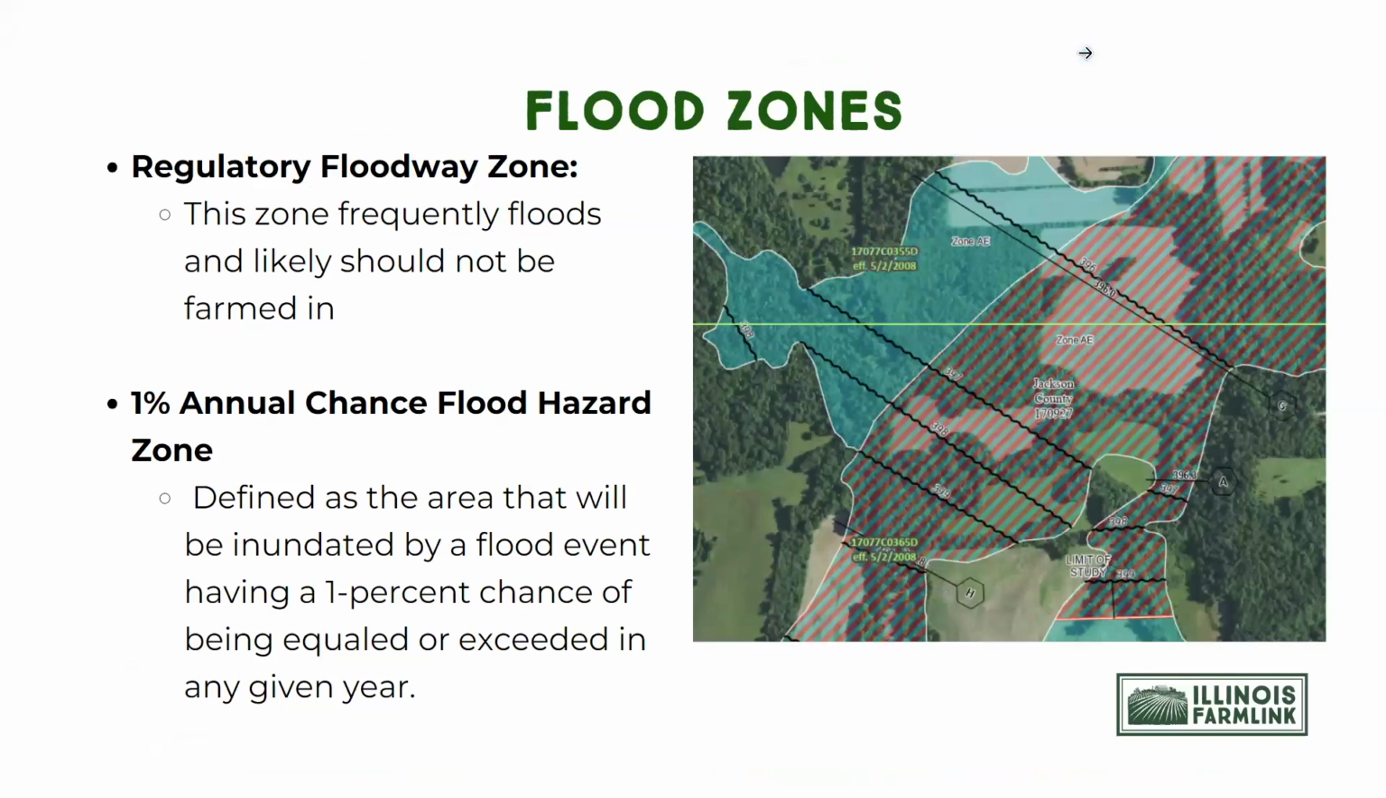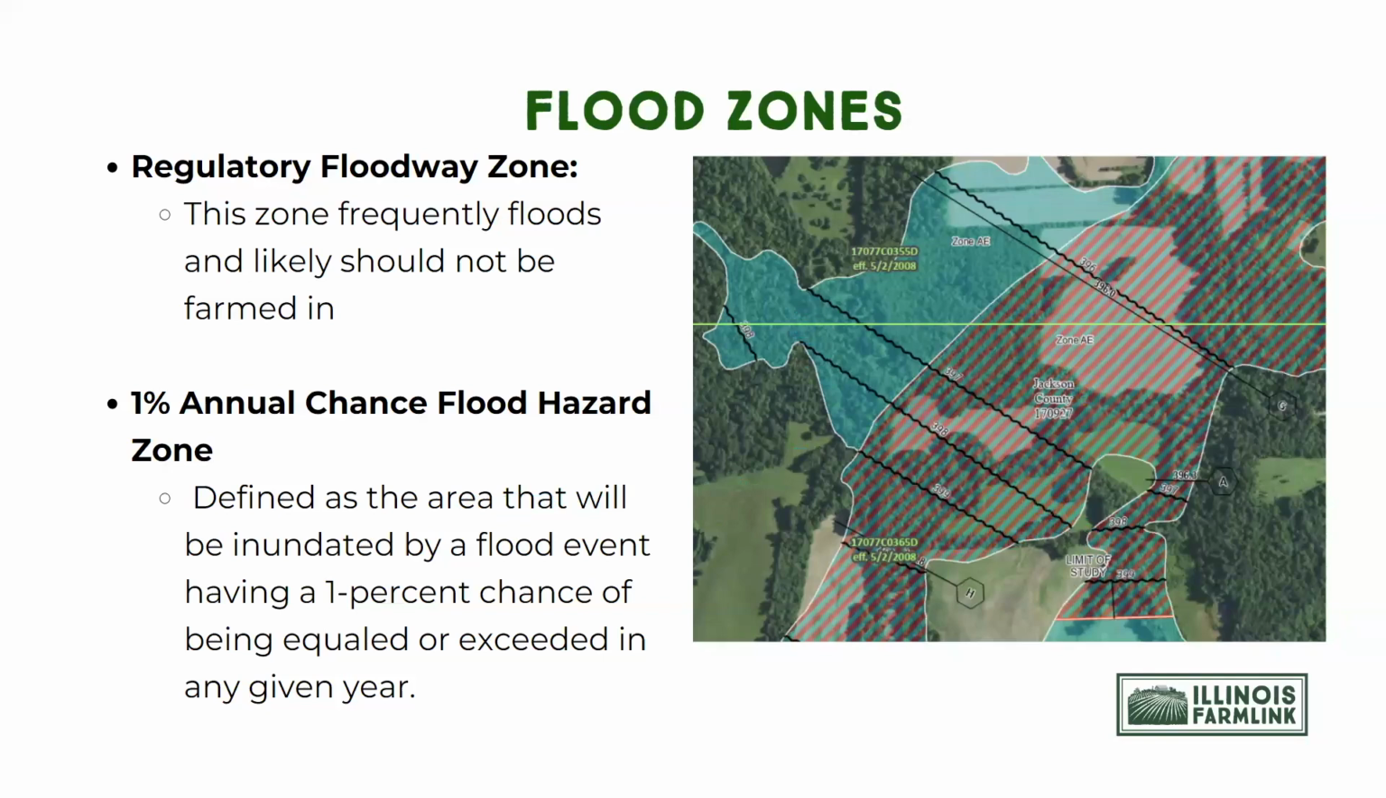The first being a regulatory floodway, which is this red and blue zone here. And this refers to areas that are frequently flooded and likely you shouldn't be farming in those. I will note though, you see fields here that are in the frequently flooded area. So if you're looking at a property in a drought or just in a drier time of the year, you might not even know if you're not looking at this. So important to check. And then this blue region is the 1% annual chance flood hazard zone.